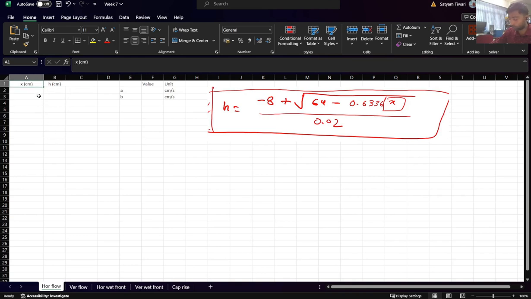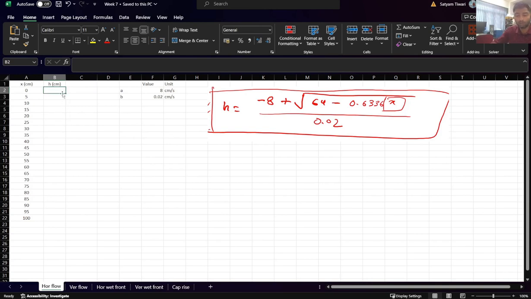the values of x. Okay, so what we are going to do is first put the values of a and b. The value of a is 8, the value of b is given as 0.02, right? And the x we are going to vary from 0 to 100. So maybe we'll take an interval of 5: 0, then 5, and similarly 10, etc., till 100. Okay, so 100.